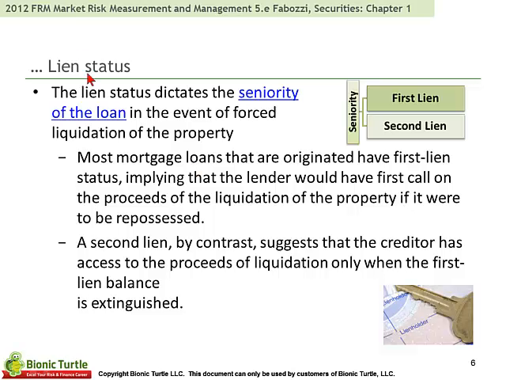And so we have lien status, which dictates the seniority of the loan. In most cases, first lien or a second lien. Most mortgage loans that are originated have first lien status, implying that the lender would have first call on the proceeds of the liquidation of the property if it were to be repossessed. And a second lien, by contrast, suggests that the creditor has access to the proceeds of liquidation only when the first lien balance is extinguished.